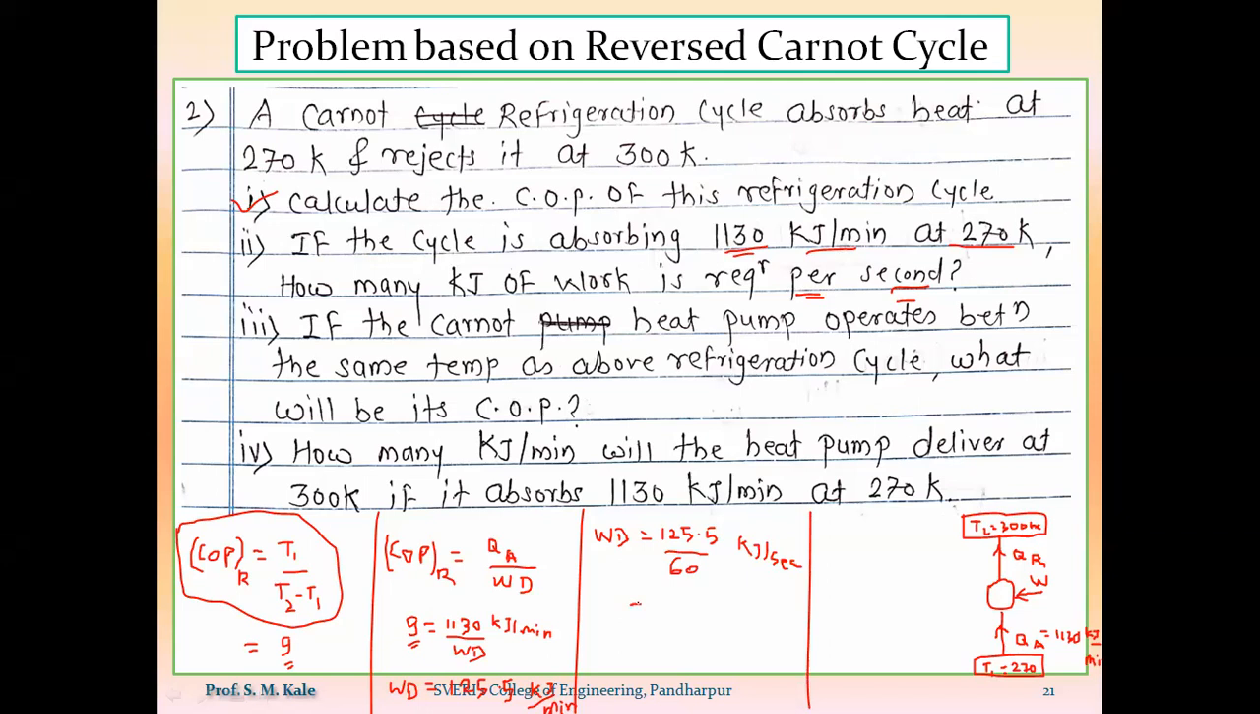So tell me that value. What is this value? 2.09. 2.09 kilojoule per second. That is also called a kilowatt. Kilojoule per second is also called a kilowatt. So this is the answer of your second question.